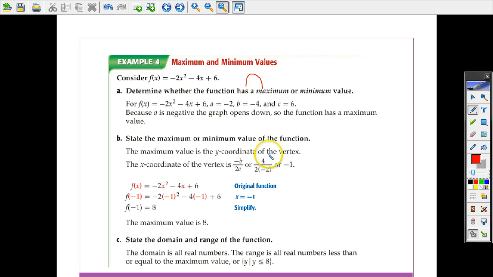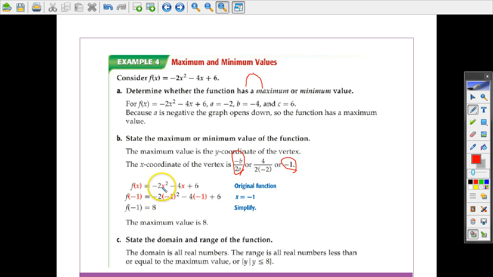Okay, moving on to example B. State the minimum or maximum. So how do you find that maximum point? It's called a vertex. The vertex equation is negative b over 2a. So negative b, negative 4 over 2 times a, which is negative 2, so it's negative 1. Okay, so there is your x coordinate of the vertex.